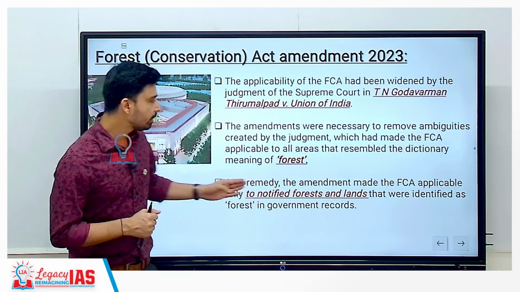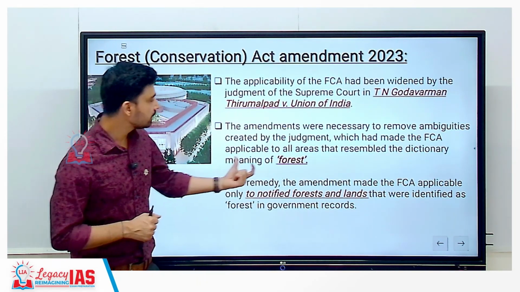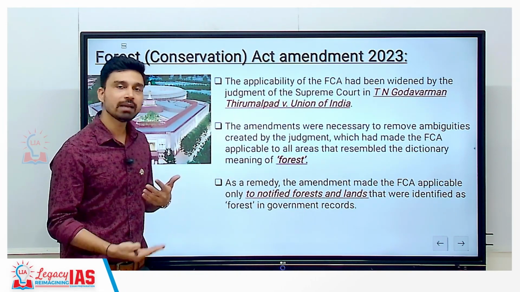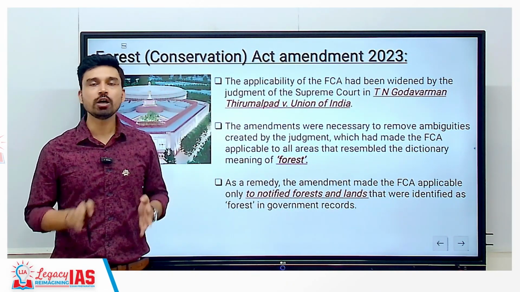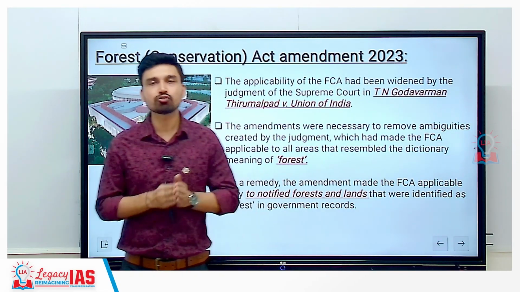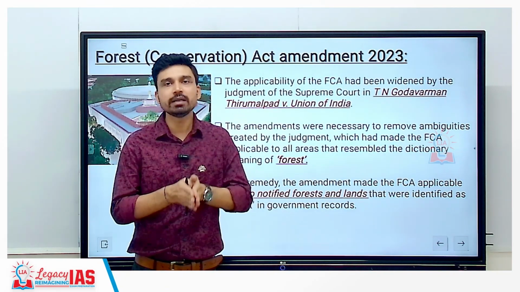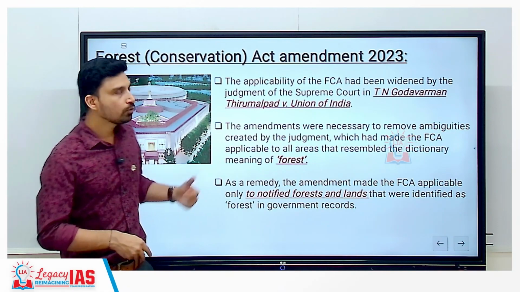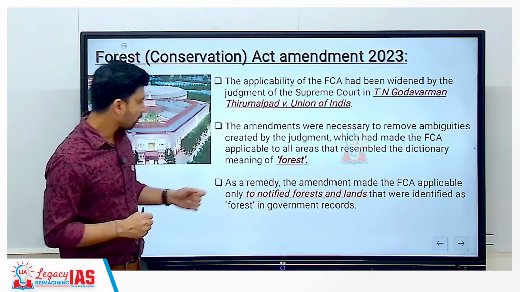And thus, as a remedy, the amendment made the FCA applicable only to notified forest land, rather than over the entire area which by dictionary can be called forest, identified as forest in the government records only. That means, in a nutshell, the government was trying to bring an amendment to the Forest Conservation Act so that its applicability can be limited to a much smaller area, rather than an entire area which can theoretically be referred to as forest.